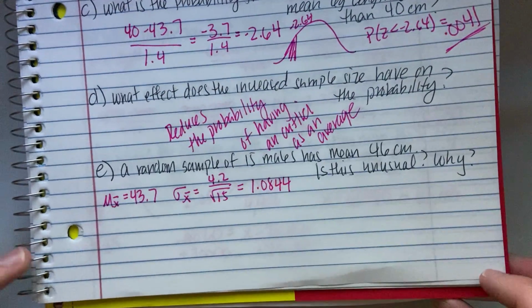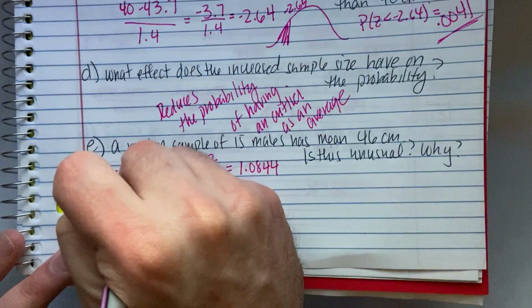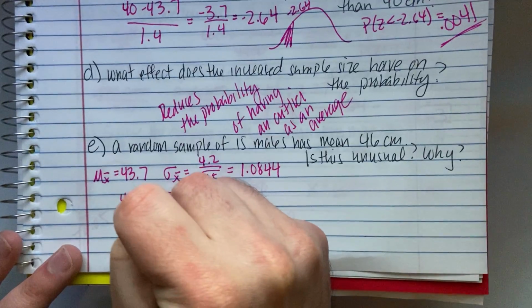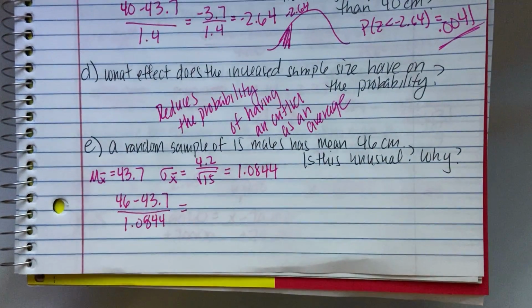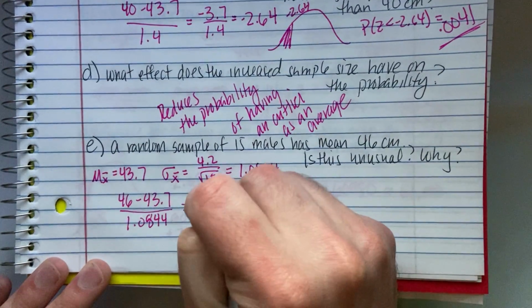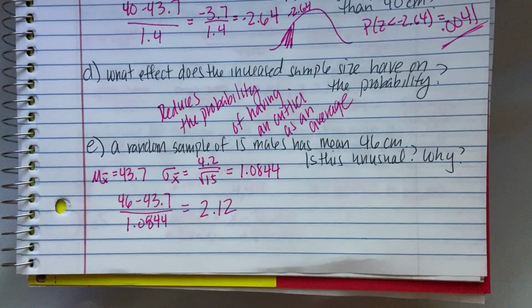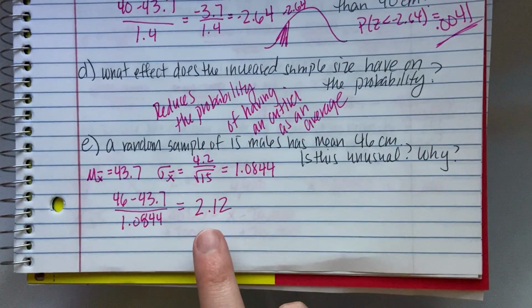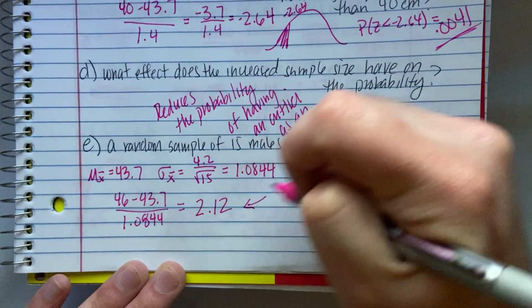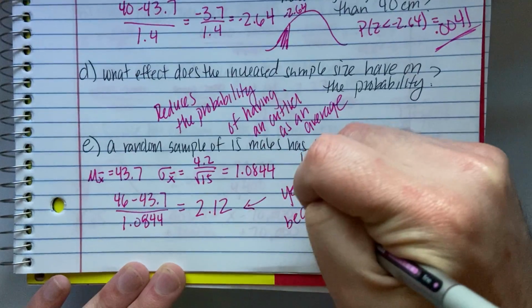So to calculate my z-score here, I'm going to have to take 46 minus 43.7 over 1.0844. I get a z-score of 2.12. Now, generally speaking, if they ask you if it's unusual or not, if it's more than 2 standard deviations away, so either more than positive 2 or less than negative 2, then it's unusual. So is this unusual if we got 2.12? Yes, because it's more than 2 standard deviations away.